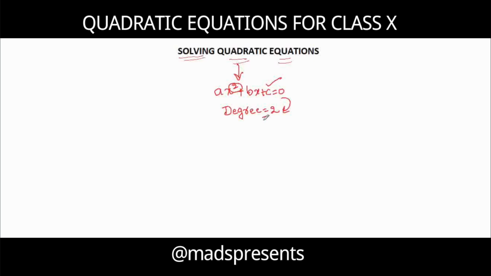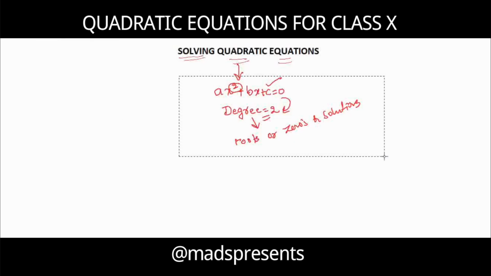So what is the use of this degree? The use of this degree is we can find the roots. You can find the roots, which we also call zeros of the polynomial, or solutions. We studied all this in our previous class. Today's class is all about solving quadratic equations, that means how to find those roots.